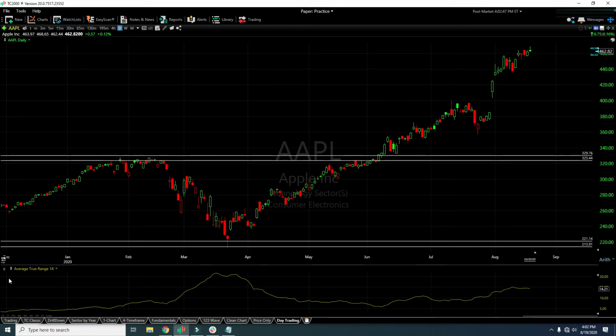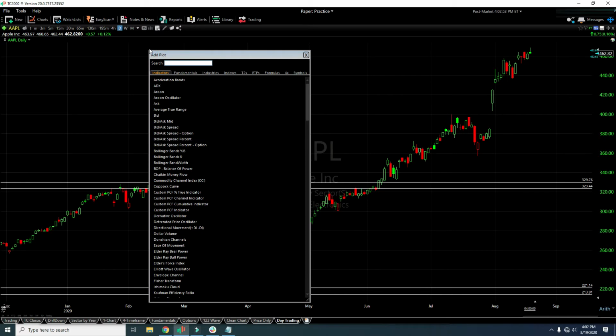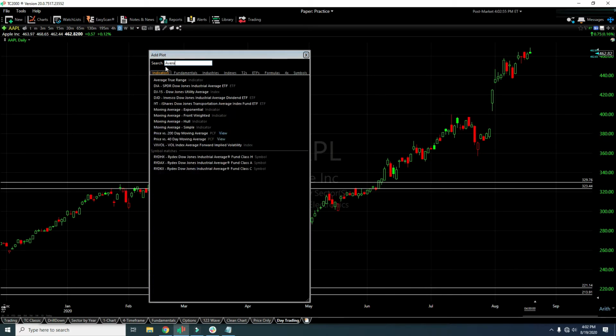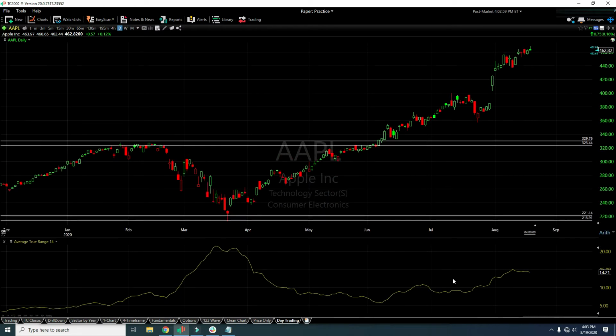You draw something called average true range. Let's say you add an indicator called average true range to the chart. That's basically the average daily movement of the stock price. So let's say you take this example here. Let's start with this.